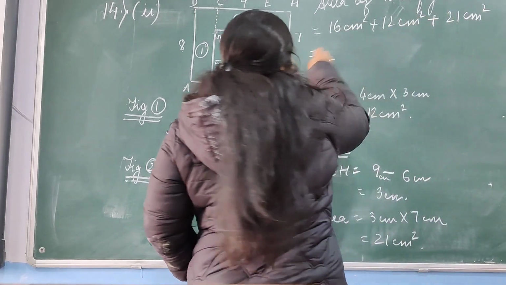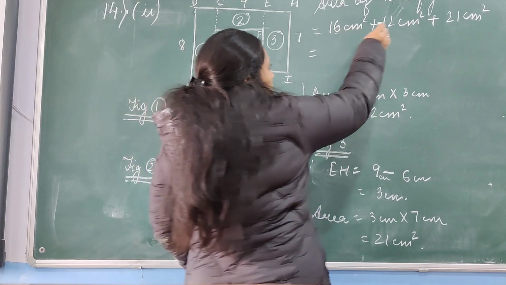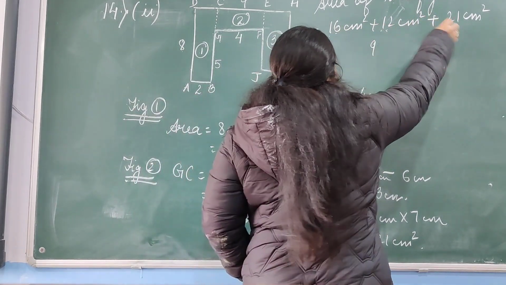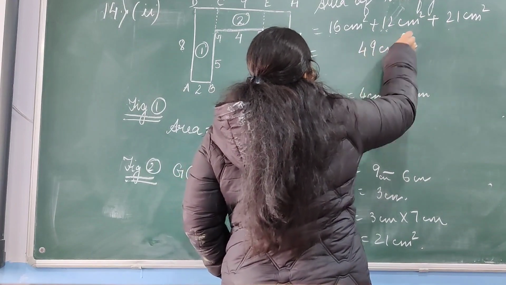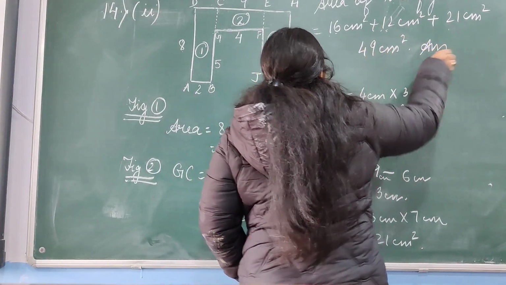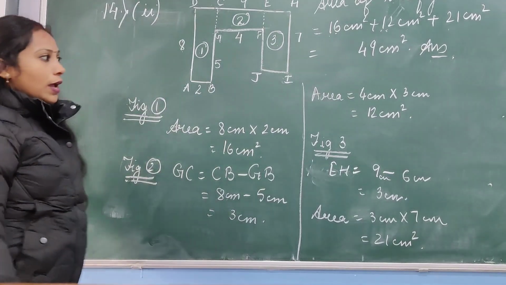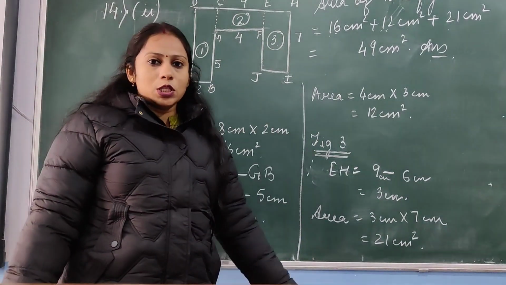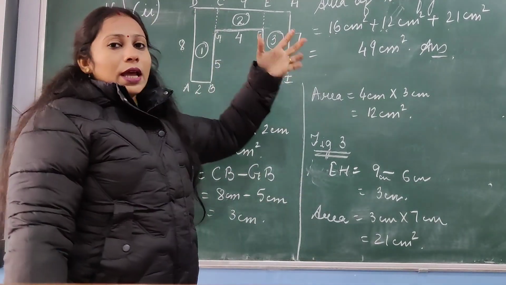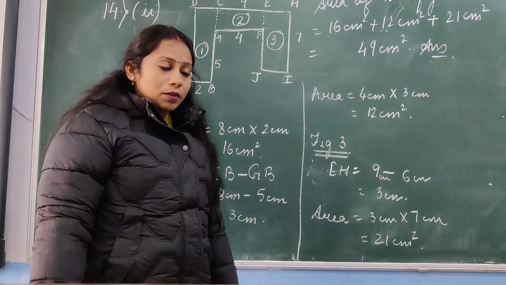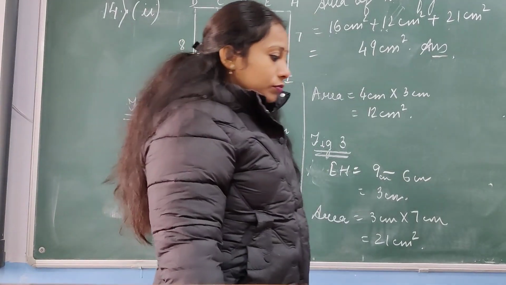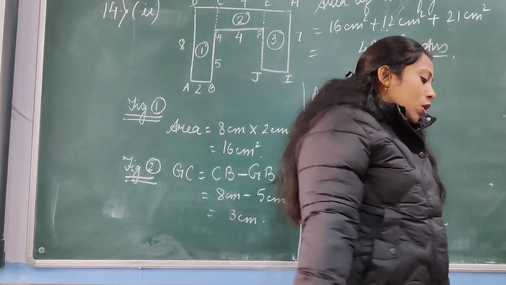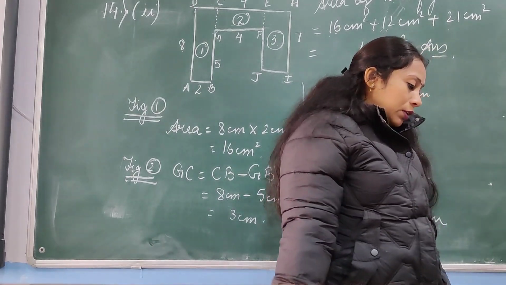Now you can add them up. What will you get? 6 plus 2, 8 plus 1, 9. 1 plus 1, 2, 2 plus 2, 4. 49 centimeter square is the area of the figure. I hope it is clear to all of you. Every such question you will solve it in this way. You will divide the figure and then you will calculate the area. I hope it's clear.